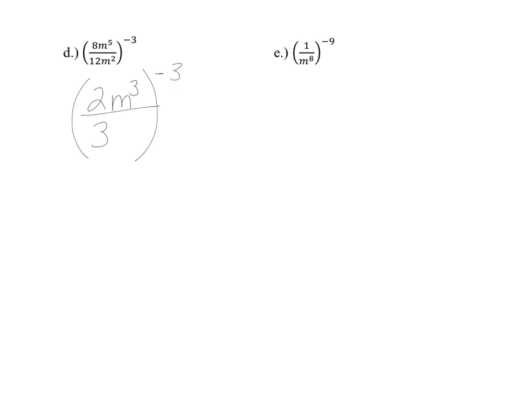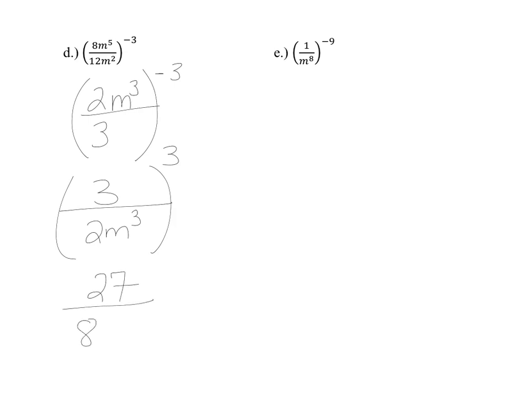Flip your simplified version, and you would get 3 over 2m to the 3rd. That whole thing is now going to the positive 3rd power, which is going to give me 3 to the 3rd, remember is 27, over 2 to the 3rd, which is 8, and then m to the 9th. So always, always, always reduce the inside of your parentheses first. That will make your life so much easier.